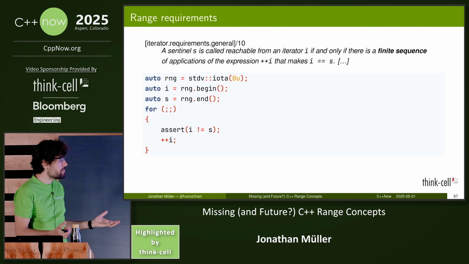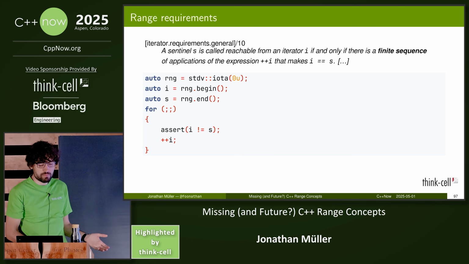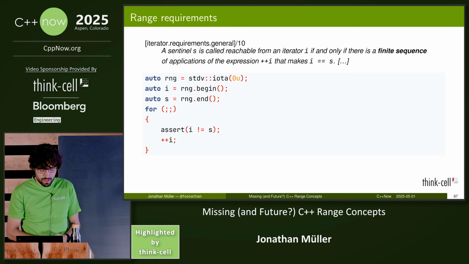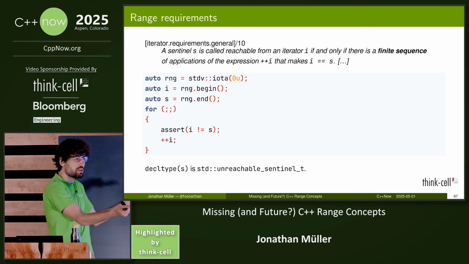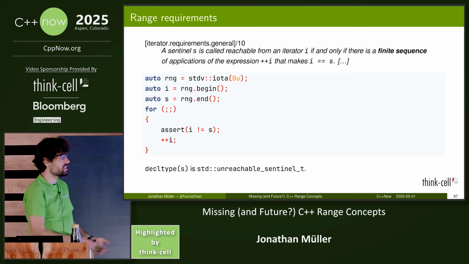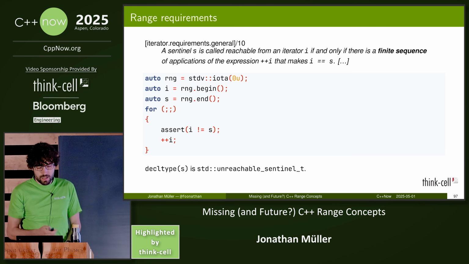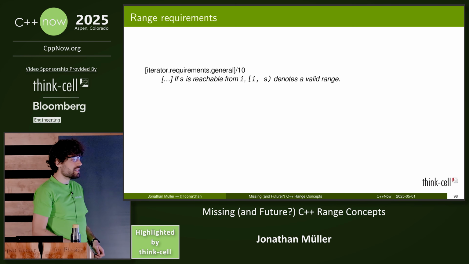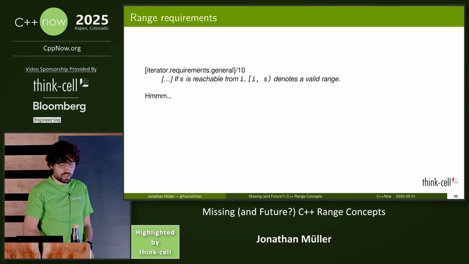So if you have an iota, we can do it an infinite number of times, and we'll never reach the sentinel. This makes the sentinel not reachable. In fact, the type of the sentinel is unreachable_sentinel_t, because it's not a reachable sentinel. So far, so good. However, the sentence then continues, in requirements general /10, and says that if S is reachable from I, [I, S) denotes a valid range.